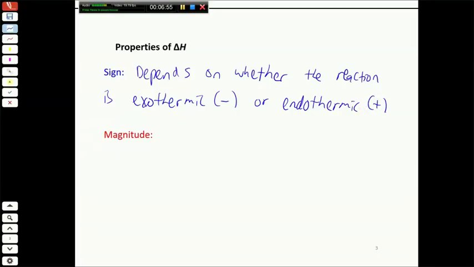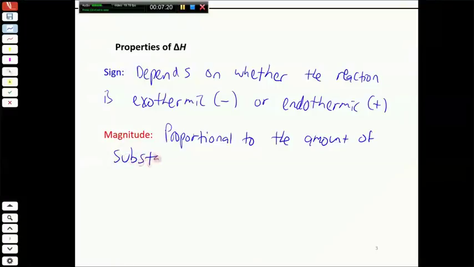And then the magnitude of delta H, we kind of saw this when we were doing calorimetry problems. Delta H is, again, the amount of heat involved in the reaction at constant pressure, and how large delta H is is proportional to the amount of substance that we use. So this is what we refer to as a thermochemical equation.